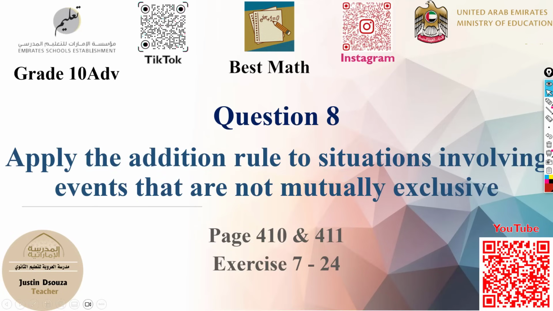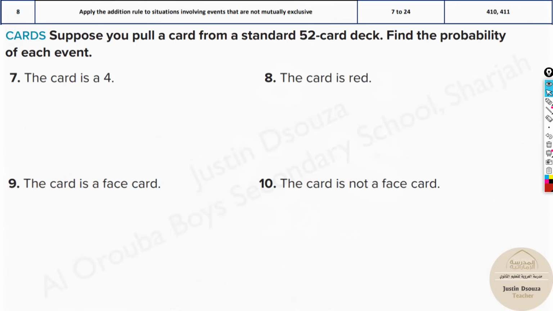In this video, we will learn how to use the addition rule of probability for events which are mutually exclusive and not mutually exclusive. Here we have been told, suppose you pull a card from a standard 52 card deck. Now, an important note: even if they don't mention it's a 52 card deck, you must know that a standard deck is only 52 cards. The jokers are not included. Find the probability of these events now.